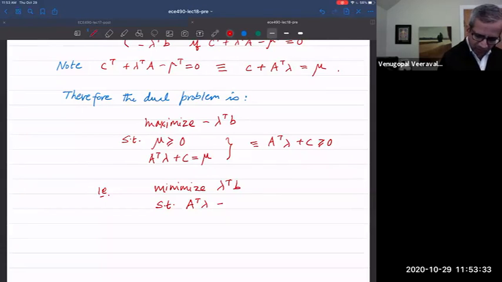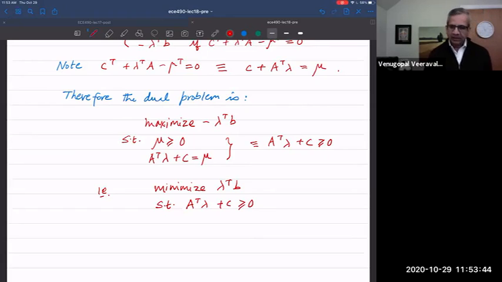Sorry, I'll just write it as plus C is bigger than 0. It's better because it's a vector. So it's better to write this: A transpose lambda plus C greater than or equal to 0.